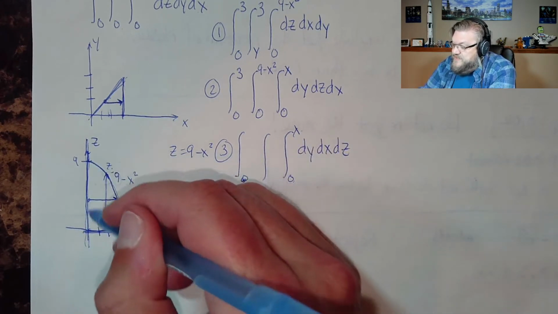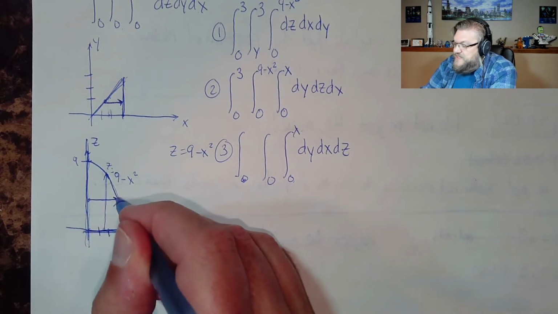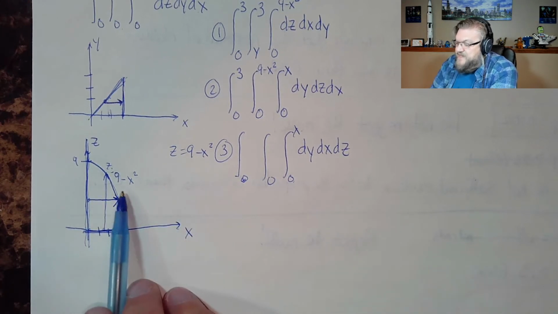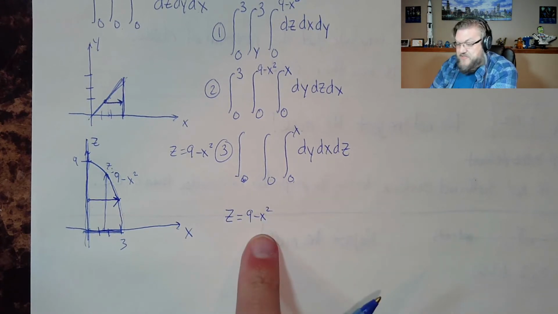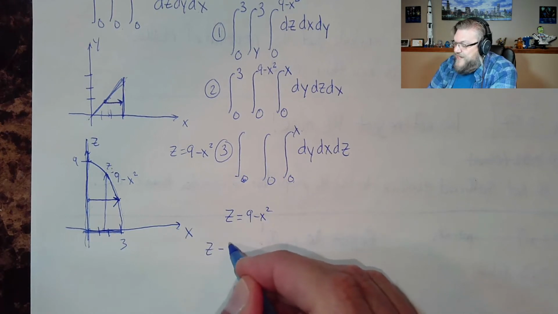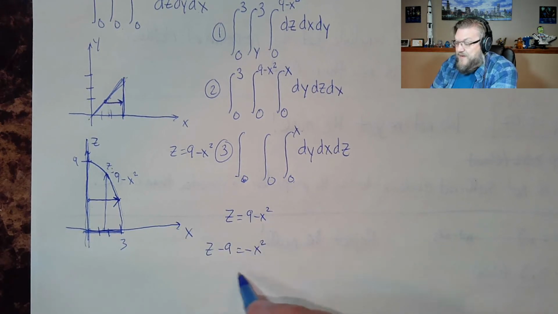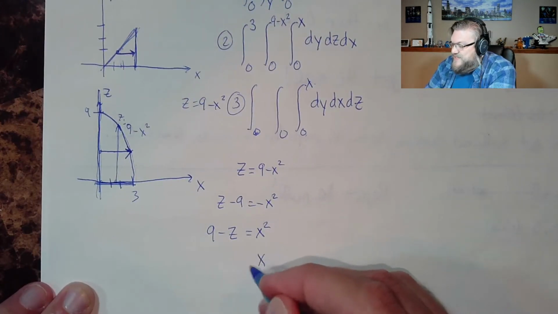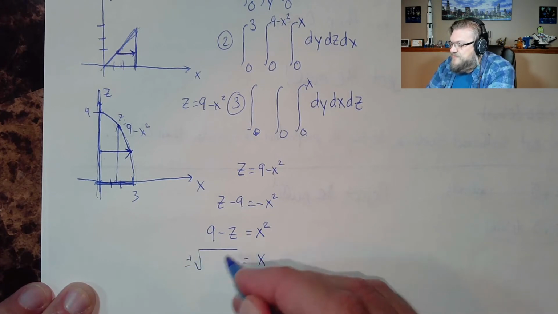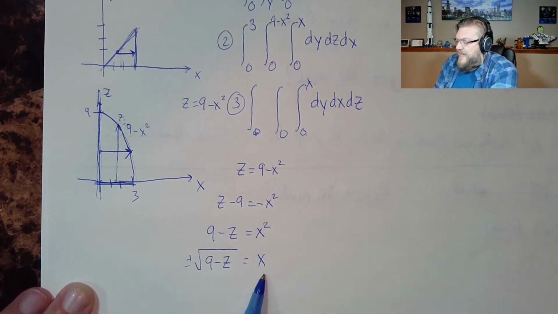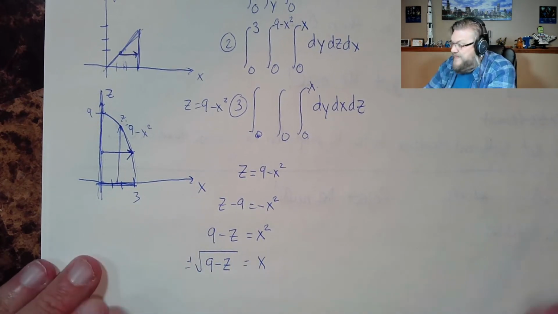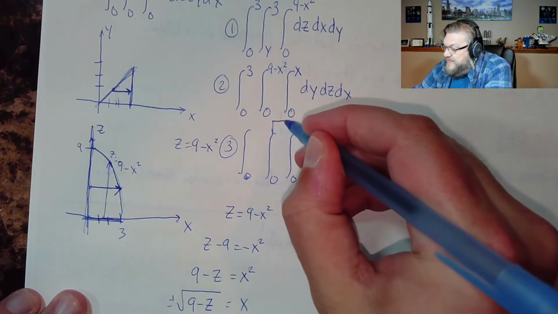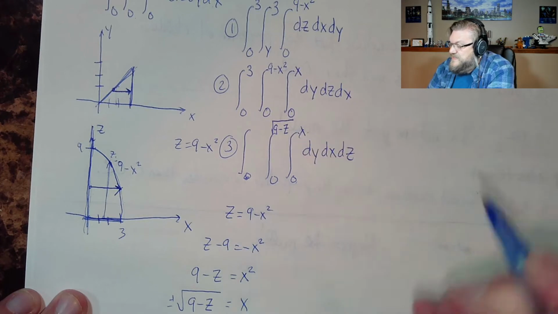So x starts at 0, and it goes to the right until it hits this. Now, that means I have to get x equals. Currently, I have z equals, right? So I do have to solve this for x. So subtract 9 from both sides, multiply by the negative, and then take the square root. So I get x is plus or minus the square root of 9 minus z. Now, since x is positive, I'll take the positive version. And so this is going to be 0 to the square root of 9 minus z.